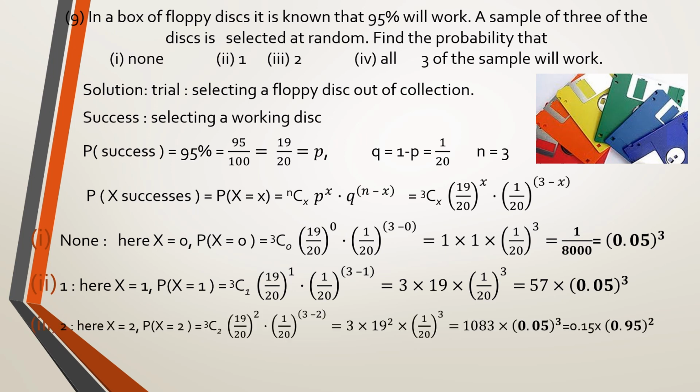x is equal to 2 successes: substituting x is equal to 2 in the formula, we get the answer as 0.15 into 0.95 raised to 2. All three good working disks, x is equal to 3, and the answer comes out to 0.95 cube.